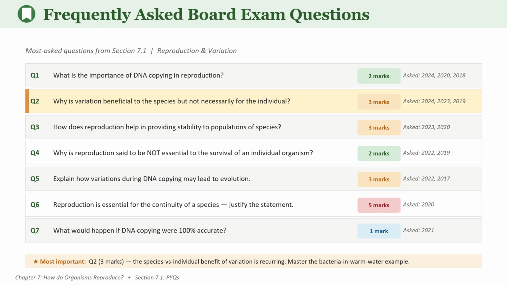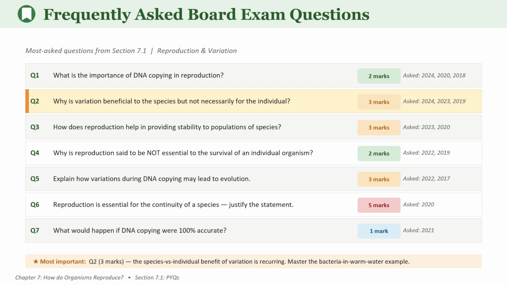Why is variation beneficial to the species but not necessarily for the individual? Because variation helps some individuals survive environmental changes, thereby ensuring the survival of the species. How does reproduction help in providing stability to a population or species? Because continuous reproduction replaces dying individuals and also maintains population size. Why is reproduction said to be not essential to the survival of an individual organism? Of course, an organism can live without reproduction also, but reproduction is necessary for species continuity.